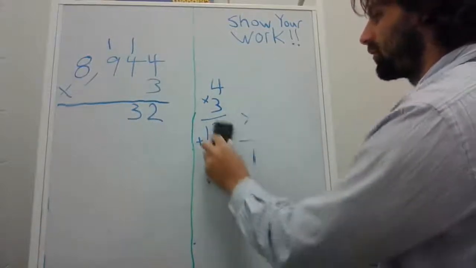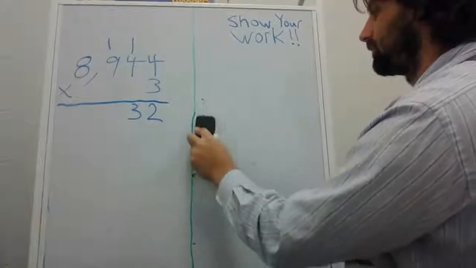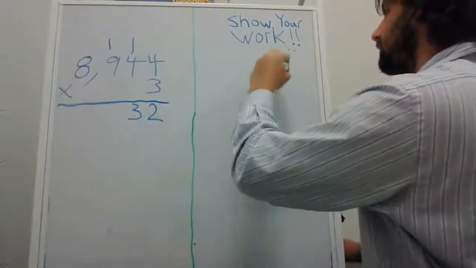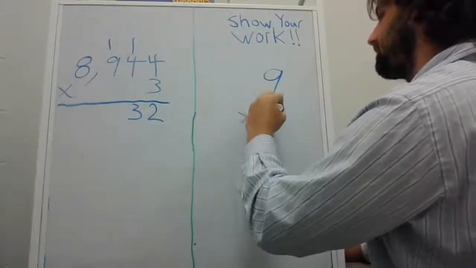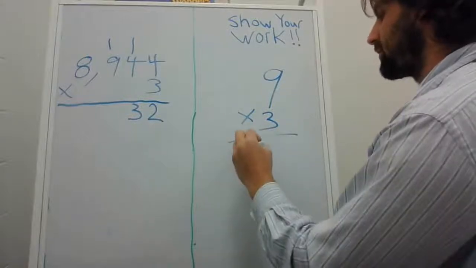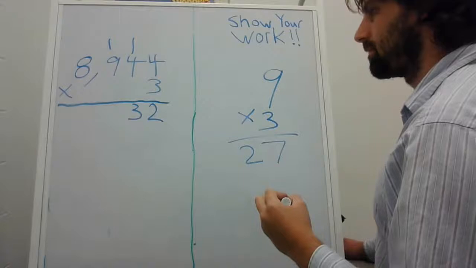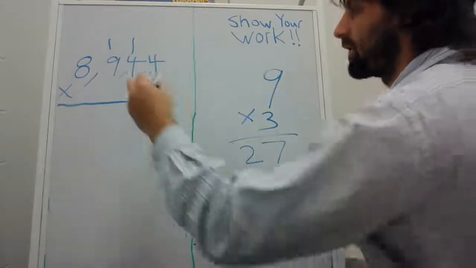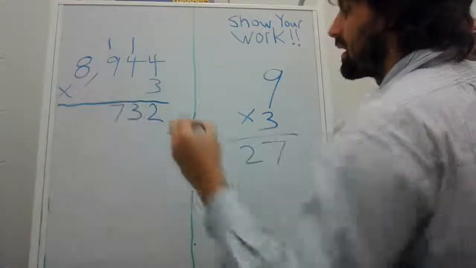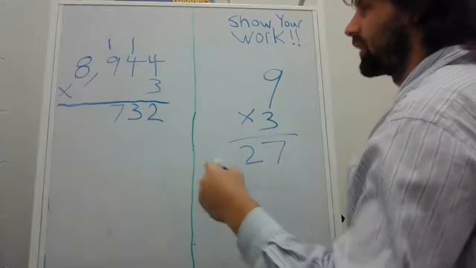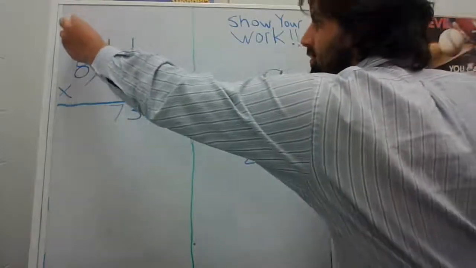So now we are going to multiply 9 times 3. 9 times 3 equals 27. So there's going to be a 7 in the hundreds place. And then the 2 we are going to carry over to the thousands place.